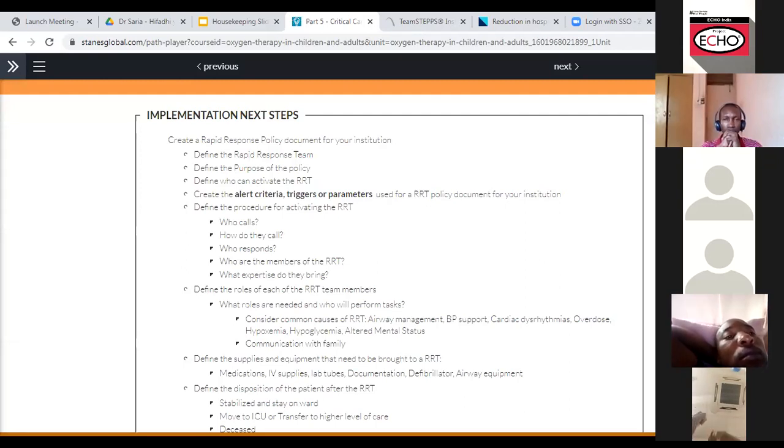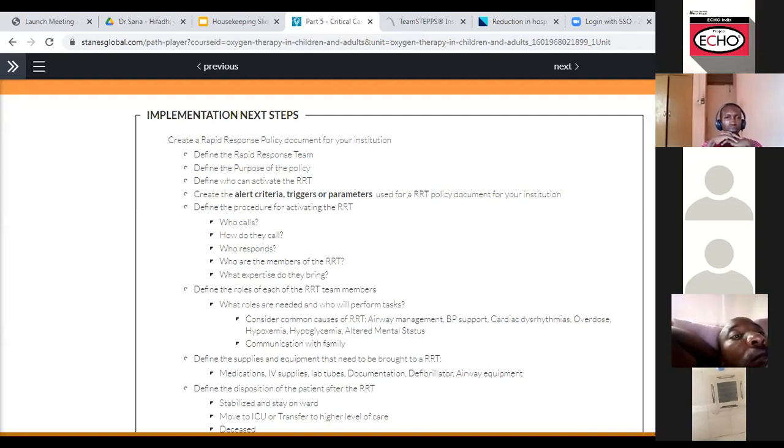And then we need to define the procedures for activating that rapid response team. For example, who will call that team? It should be defined well. And then how do they call? Is it using phone calls, or should they shout, or should they go somewhere to tell somebody we need help so that the rapid response team arrives at a certain ward? It should all be stipulated somewhere and should be clear to everyone.